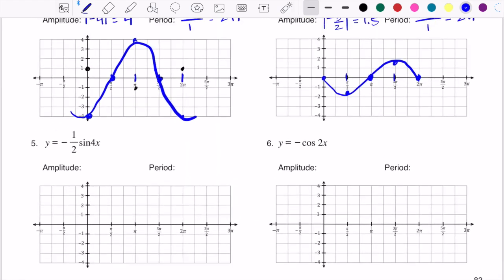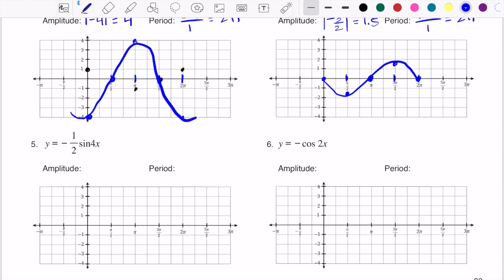Okay. Let's take a look at number 5. I left this one and didn't do it earlier because I just want you to get comfortable switching between the two, sine and cosine. Really, the only trick is your starting place. They both follow similar patterns. So there's our amplitude and there's our period.